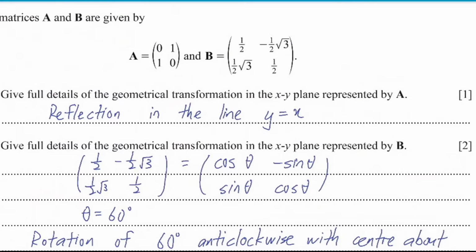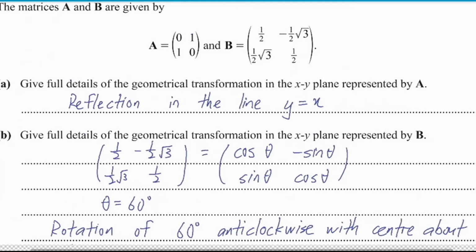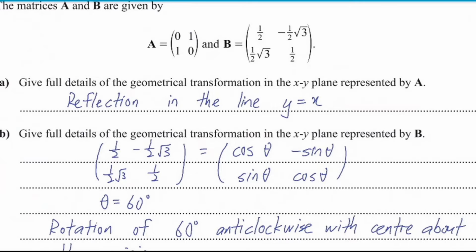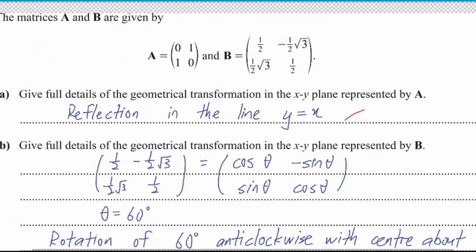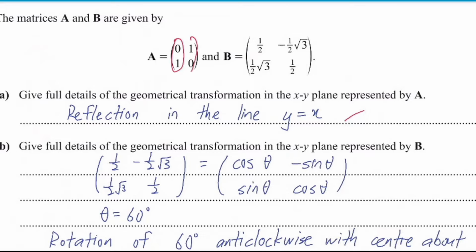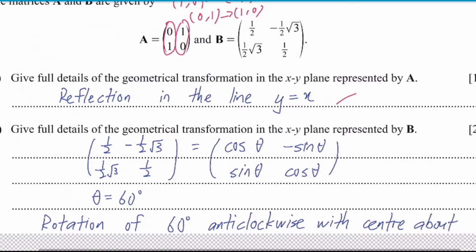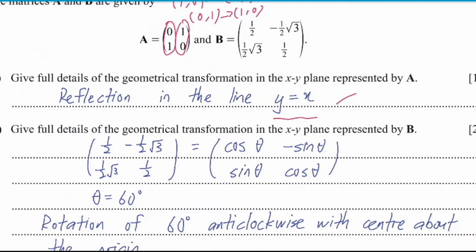So, this is about transformation. We have two matrices here, matrix A and matrix B. We need to explain what happened in matrix A. Matrix A is a reflection in the line y equals x. Again, always look at the images. For A, (1,0) becomes (0,1), and then (0,1) becomes (1,0). So they interchange their positions. This is the reflection in the line y equals x.